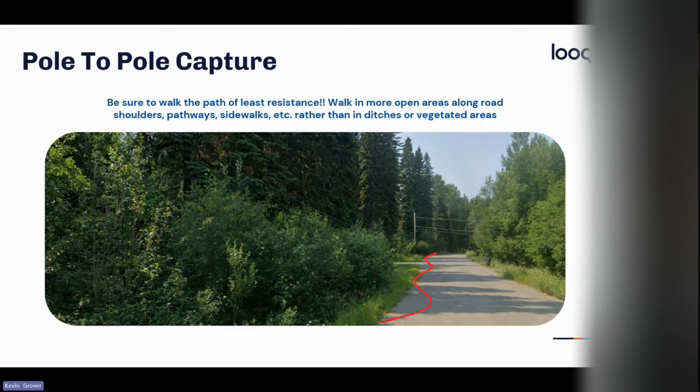So again, walking in heavily vegetated areas, this is just an example. The worst thing we want to do is actually walk directly into the line. It's hard to see here, but there are lines running just above the vegetation. So you want to walk in the path of least resistance. The more open areas you can walk in, where you can see the poles and the wires from that offset.